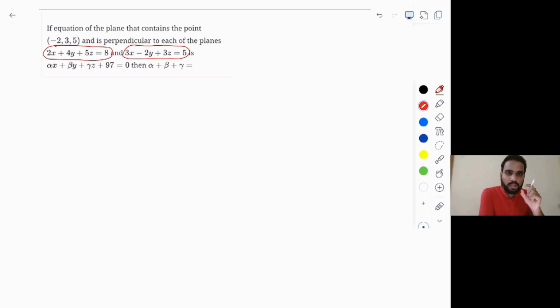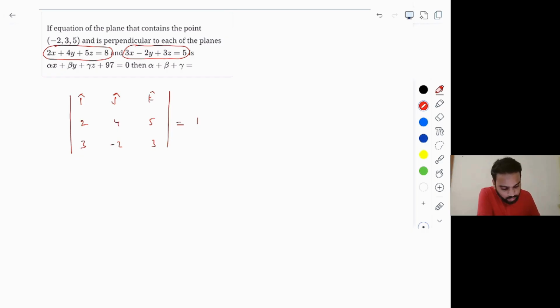Whenever there is a plane which is perpendicular to two given planes, what is the idea to calculate the DRs of the normal? Simply take the cross product of the DRs. So let us do that. i cap, j cap, k cap, and the DRs are 2, 4, 5, 3 minus 2, 3.